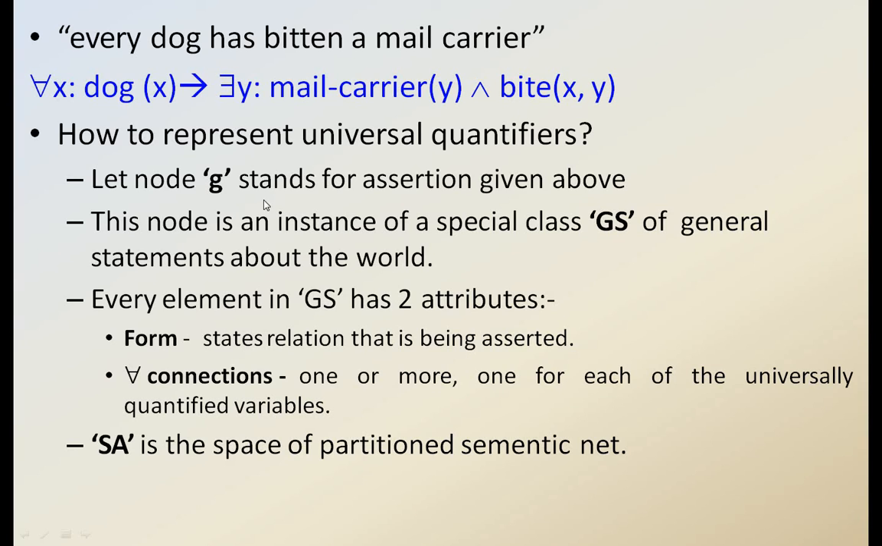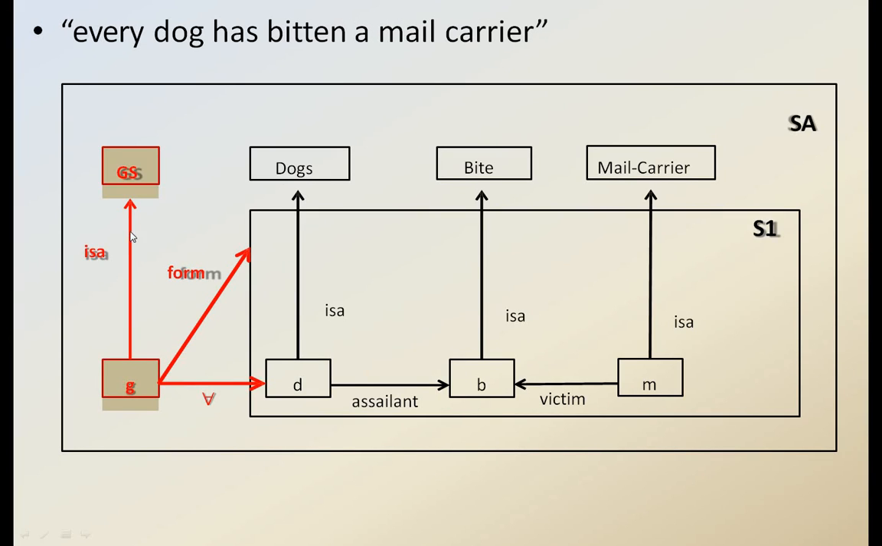Let node G stand for the assertion given above. This node is an instance of the special class GS, general statement. Every general statement has two attributes: form, and the for all connections. SA is the space partitioned in the semantic net. So see here, there is a general statement. This one is the general statement.